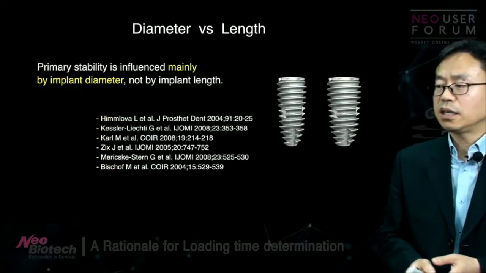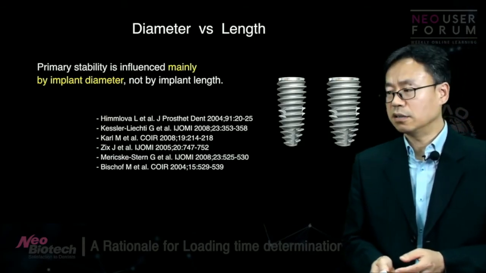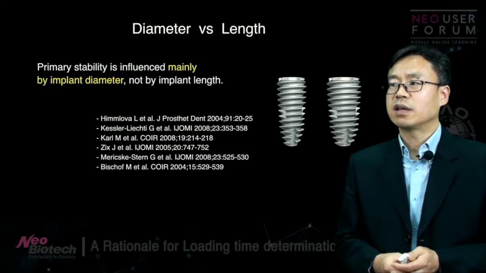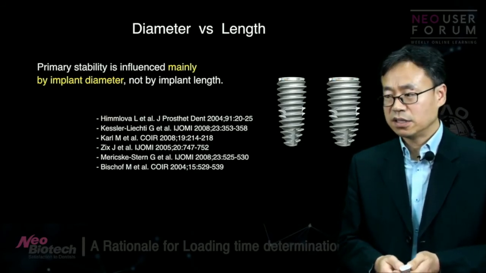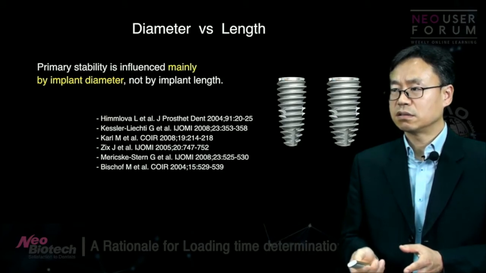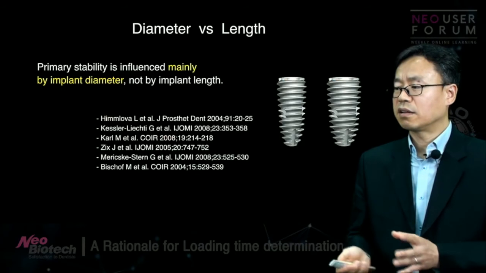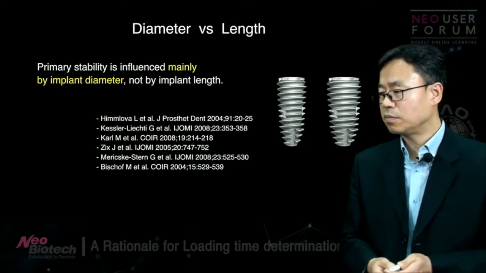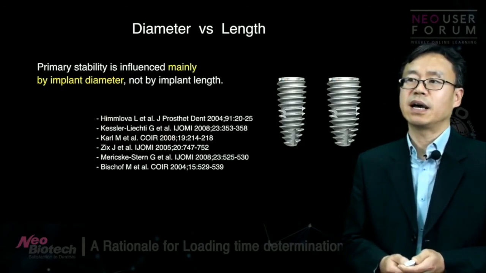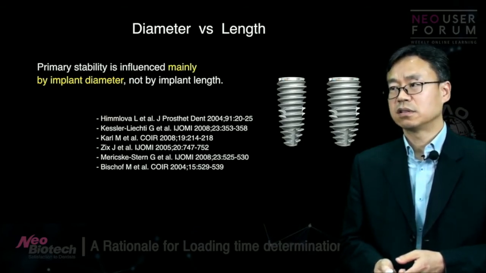Primary stability obviously can be influenced by implant diameter and the length, but some studies show that the primary stability is mainly affected by the diameter, not the length, which I agree.